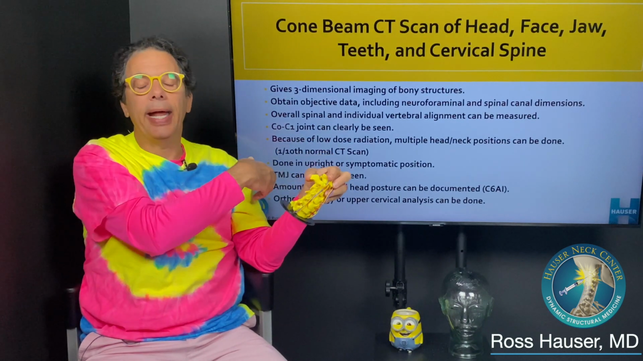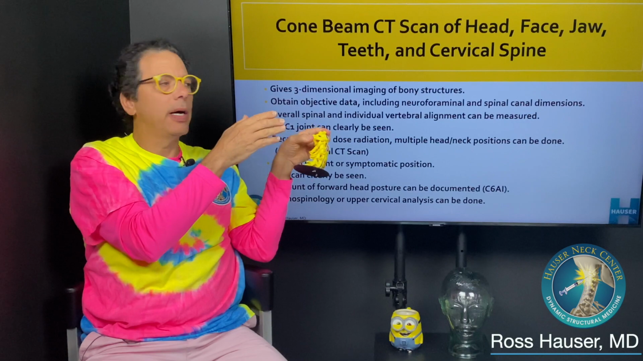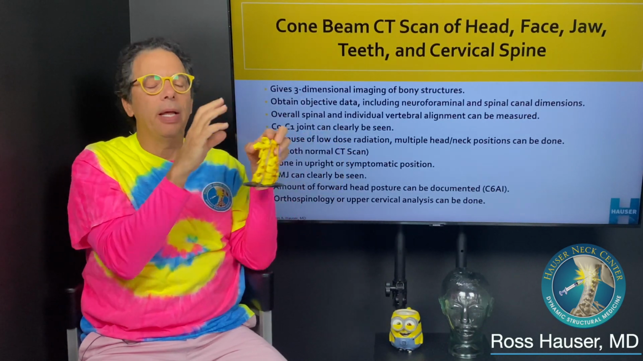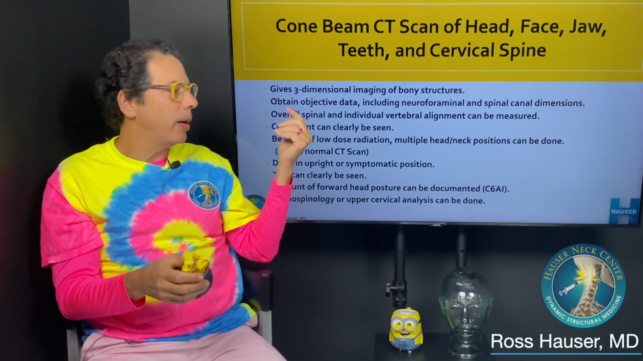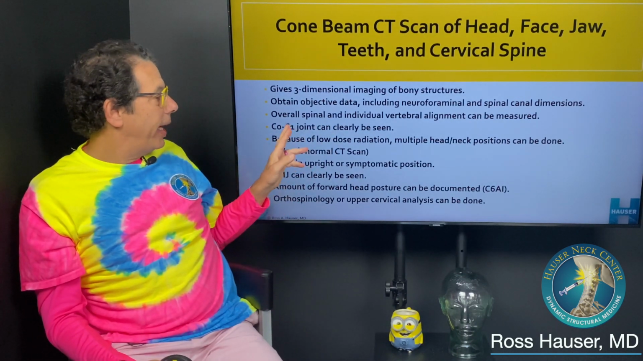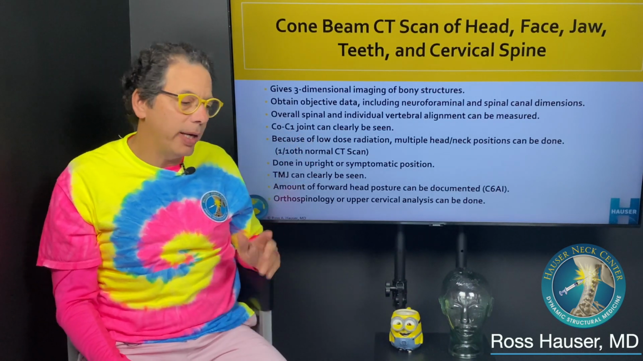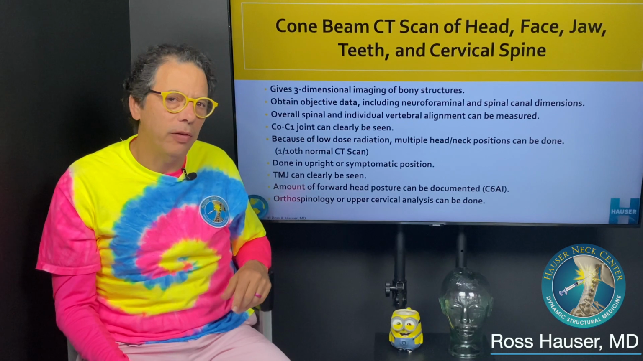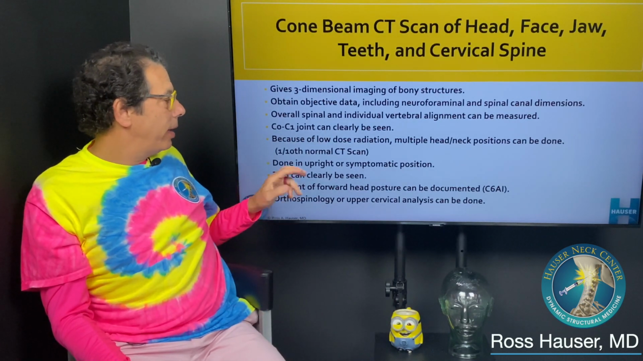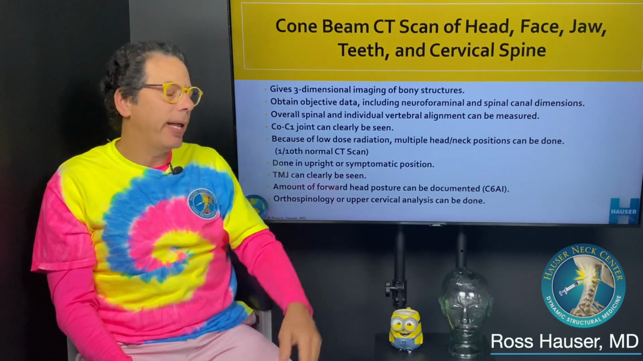Then, at any later date, if you want to see exactly how the alignment is or the curves are, you can get objective data. Then this is a real key thing. The C0, C1 joint can be clearly seen, and I'll explain how we diagnose instability in that. It's very low dose radiation. It can be upright or in the symptomatic position.